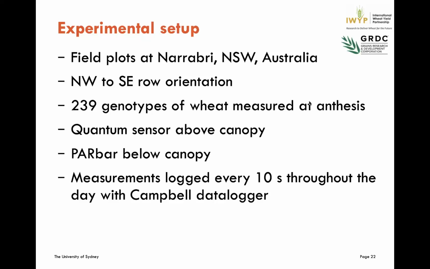For this study, we actually looked at 239 genotypes of wheat measured at anthesis, and as I said, we didn't stray too far from normal ceptometry practice in terms of what we did. It was just that we put them out there to measure across the whole day. We had a quantum sensor above the canopy, and we put the power bars below the canopy. And we used a Campbell Scientific data logger to take measurements every 10 seconds throughout the day.